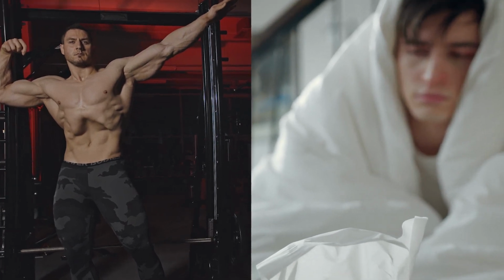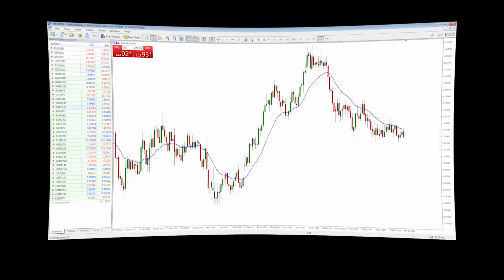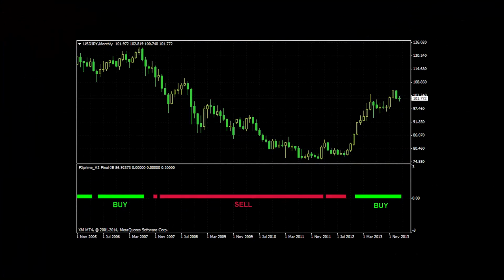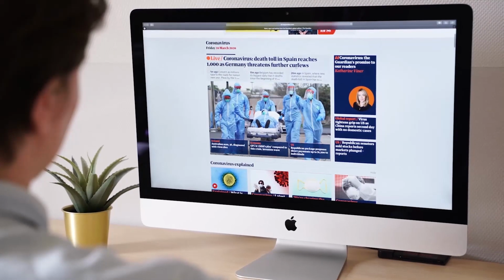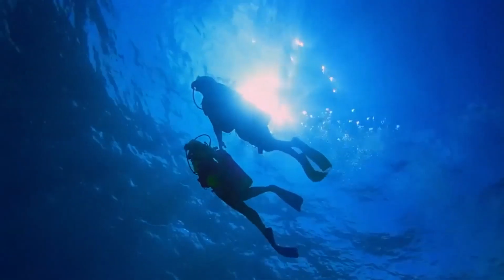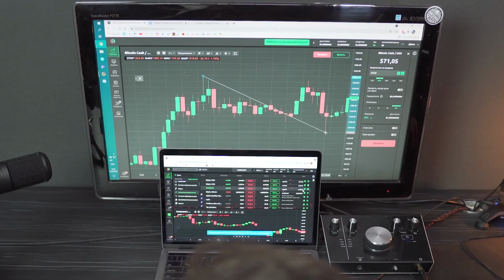The thing is, fundamental analysis takes more time and patience. Fundamental traders often hold onto their positions for weeks or even months, waiting for the big picture to unfold. While they may glance at charts now and then, their main focus is on the news and events that are happening around the world. Now, let's dive into some real-life examples to understand how fundamental analysis can impact currency trading.